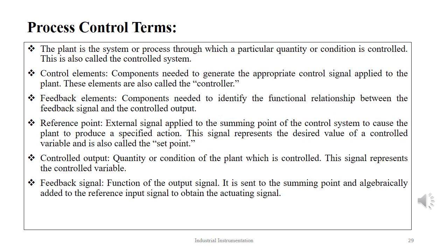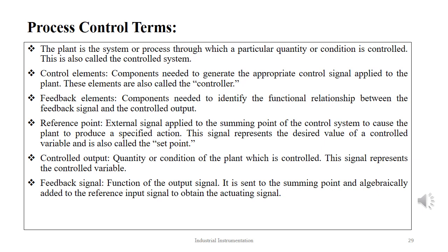A plant is a system or process through which a particular quantity or condition is controlled. This is also called a control system. Control element is the component needed to generate the appropriate control signal applied to the plant. These elements are also called controllers. Components needed to identify the functional relationship between the feedback signal and the control output are called the feedback element.